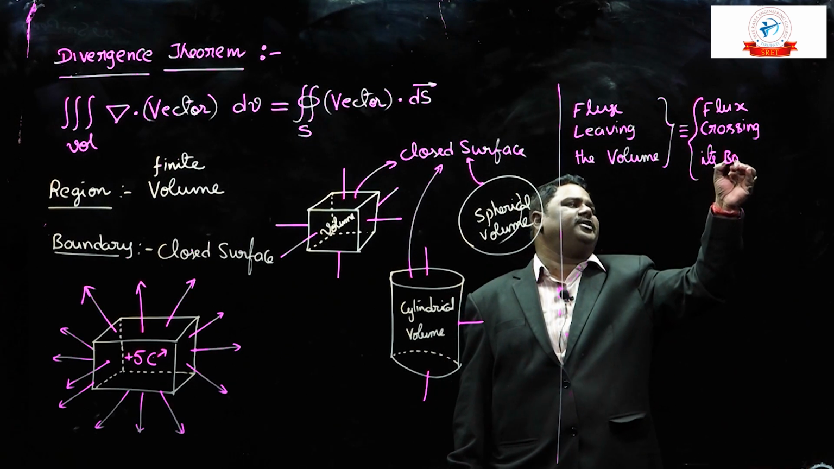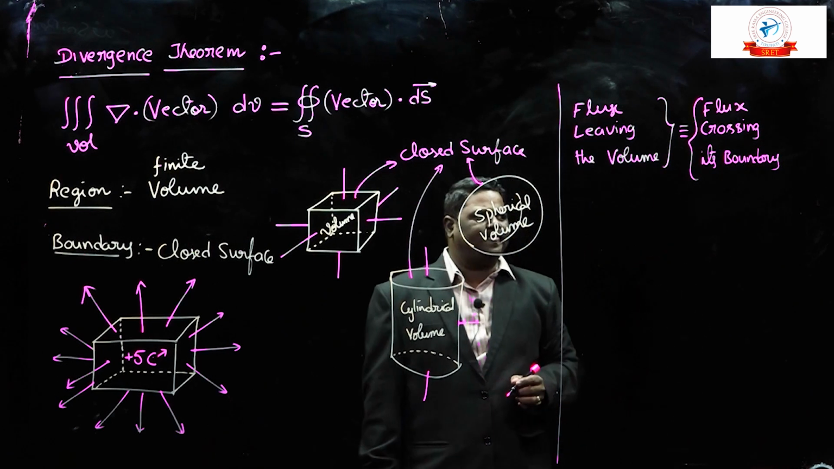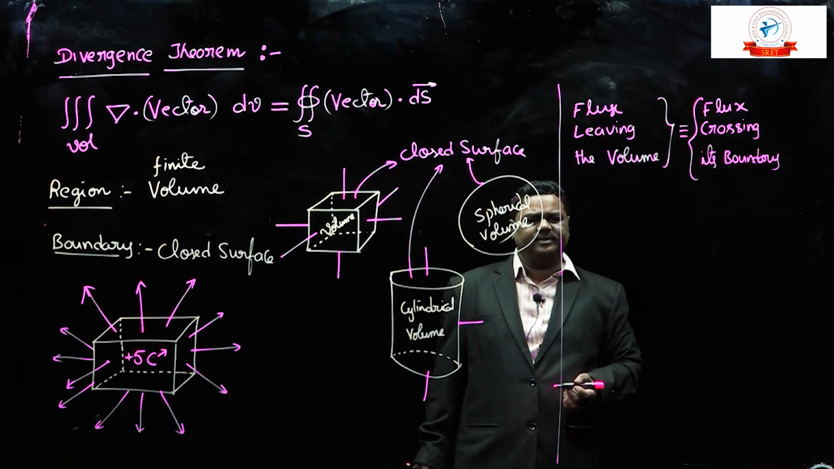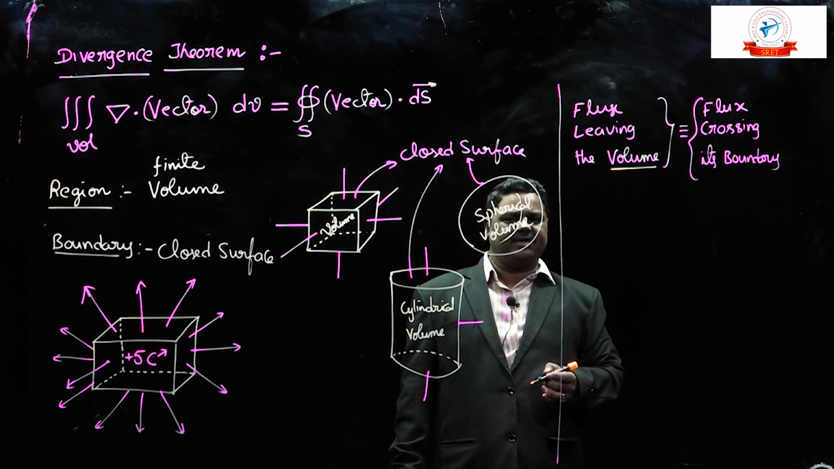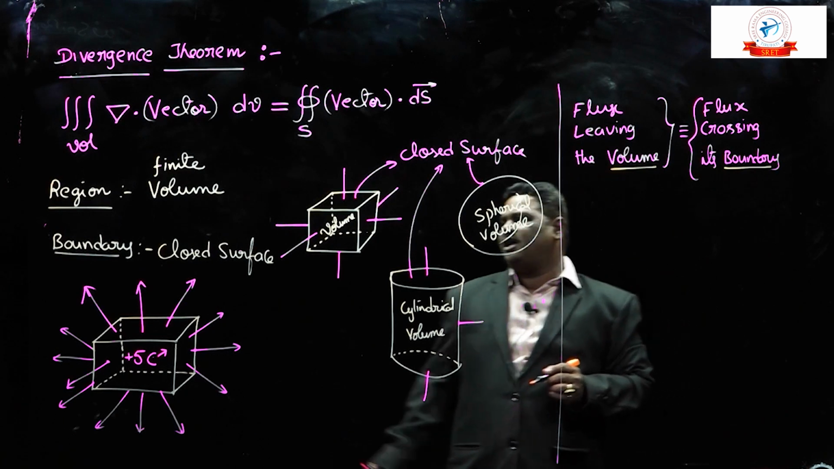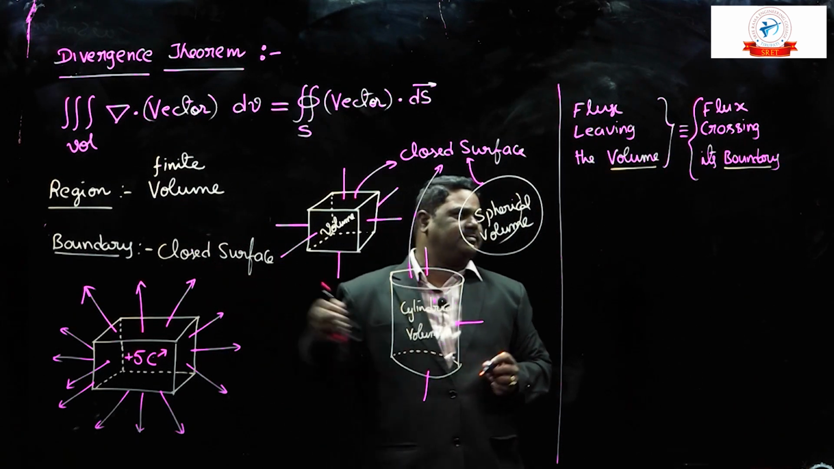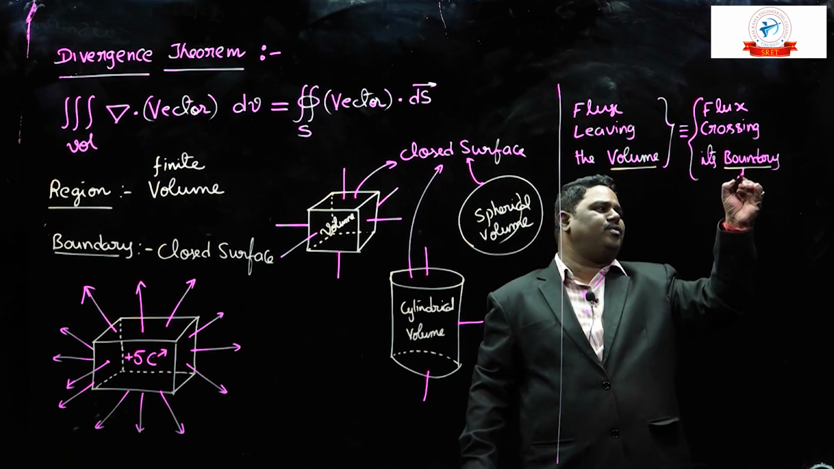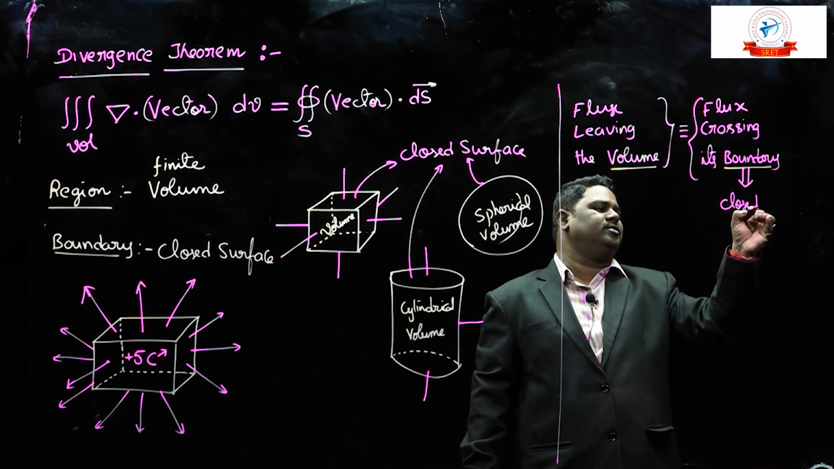Flux crossing its boundary. Fine. What is meant by its boundary? What is the region we have considered here? Volume is the region we have considered. Then what is the boundary for any finite volume? Already we know that for any finite volume, the boundary is a closed surface. So this boundary is nothing but a closed surface.